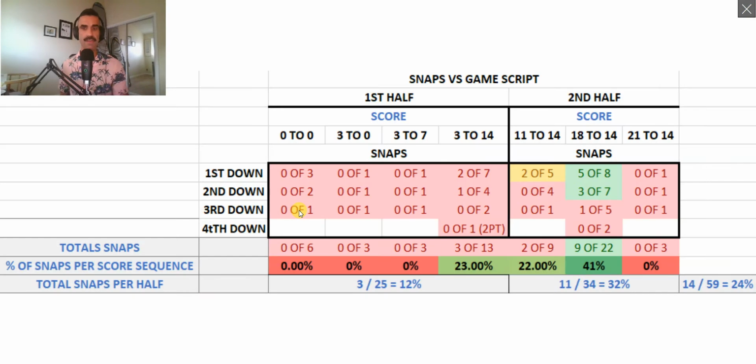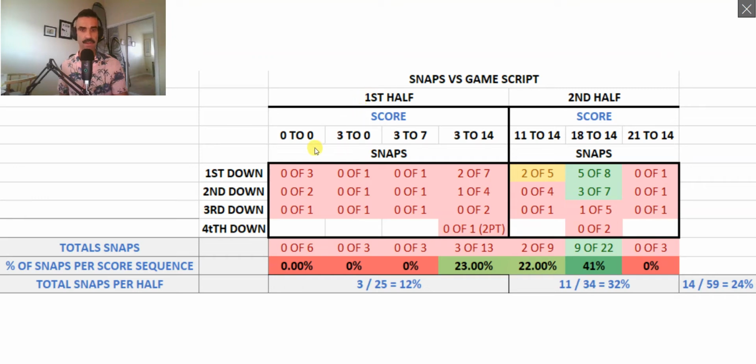So here's a little chart of what we can. This is a chart that's specifically looking at his snaps, not his utilization or his fantasy points. This is strictly snaps, right? So what we have here is first down, second down, third down, fourth down. We have different score sequences. We have the first half, right?